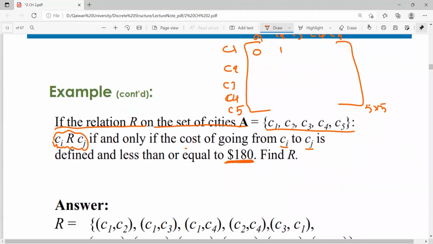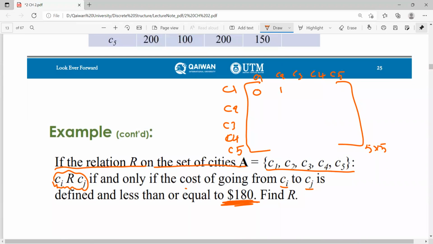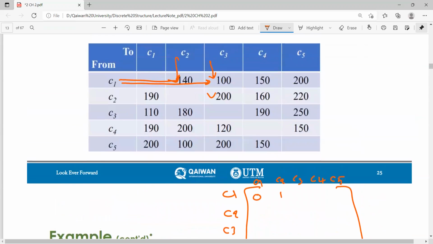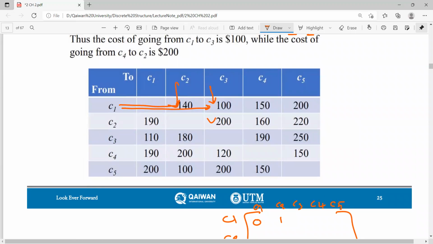Look, the definition says that the cost of going from a C to another C must be less than or equal to $180. So C1 to C3 is 1 because it's less than 180. C1 to C4 is 150. Yes, that's 1. How about C1 to C5? It's 200. Is that less than 180? No. So it's 0. That's for the first row. And then for the second one.